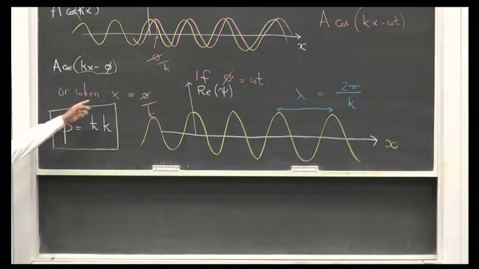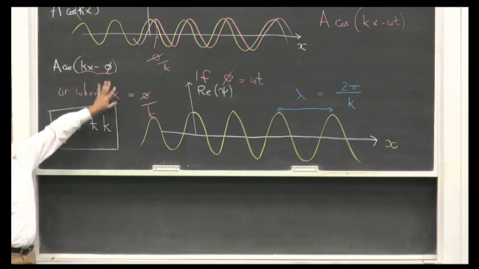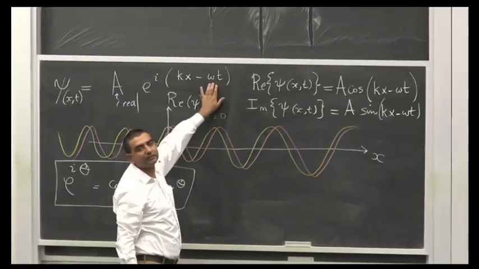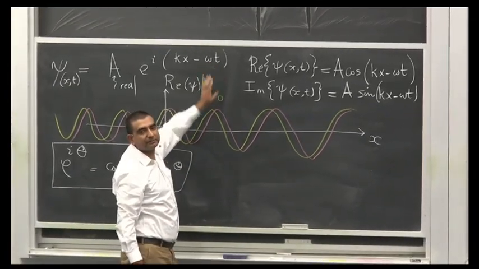So I can choose any phase, I can put any number here. Here I am defining this to be the wave function. So I have an omega t, so my phi is omega t here. Right?